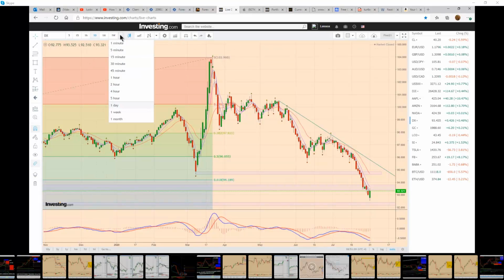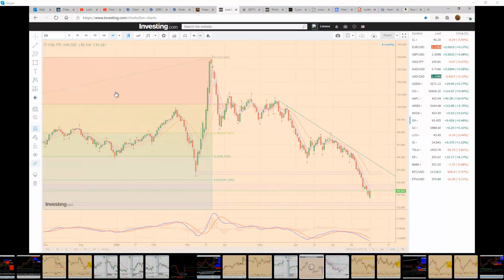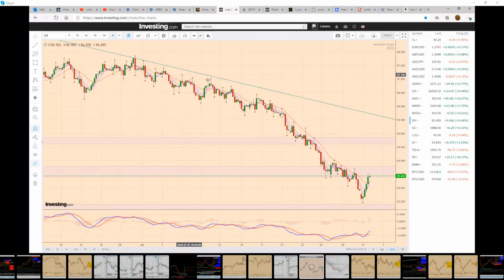Okay, we're going to go down to the 4-hour time frame. Okay, so there is our trend line. There's the bounce. We're very, very close to the support area, and now we're getting that bounce. So is it a legitimate bounce? Looks so at this moment in time.